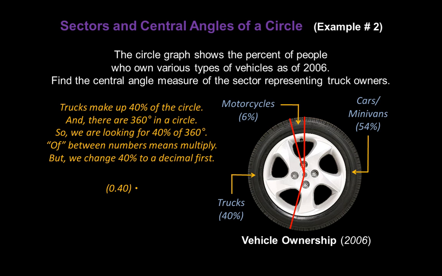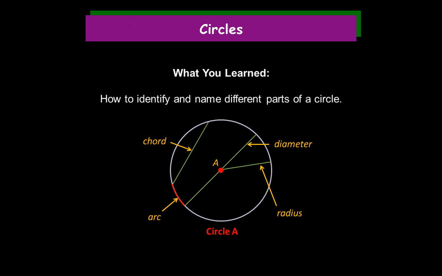Then we multiply that by 360. When we multiply these two numbers together, we find out the measure of that central angle is 144 degrees. Congratulations! You've learned how to identify and name different parts of a circle.